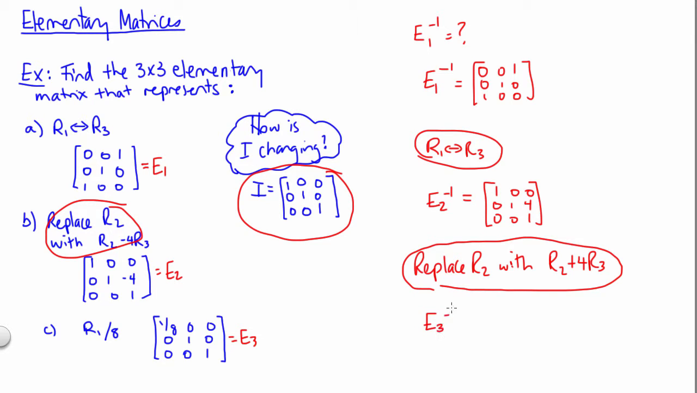Finally, if we wanted to do E3 inverse, we need to undo the operation that E3 did. Instead of dividing row 1 by 8, we'll multiply row 1 by 8. And again, we should refer back to the identity matrix and then say, well, what's it going to look like if we multiply row 1 through by 8? We'll have this matrix here. So there we go. That's the basics of elementary matrices and the fast way for finding the inverse of elementary matrices.